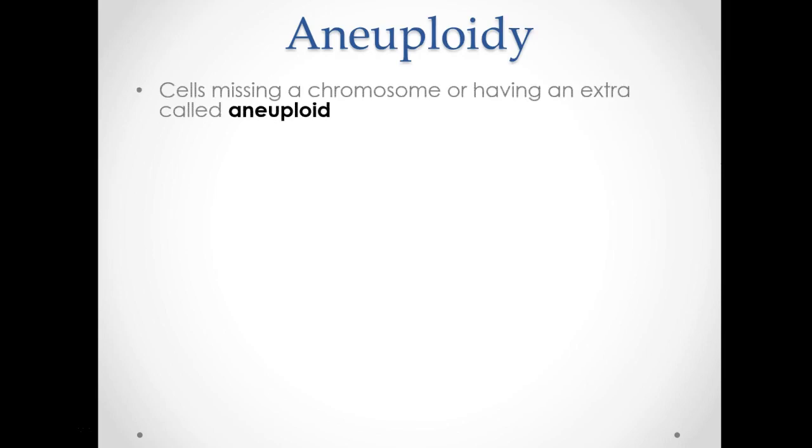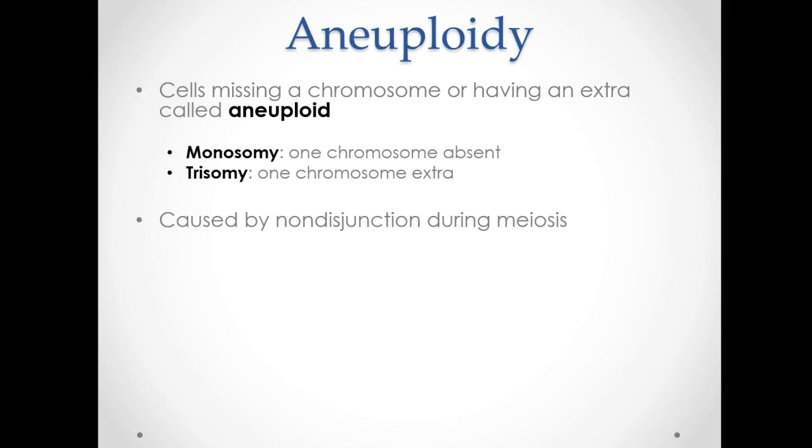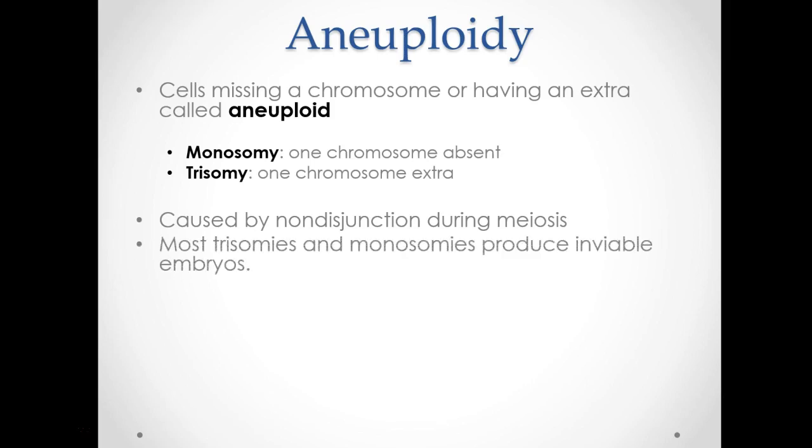Aneuploidy is something that's a little bit more common, and aneuploidy is when you have chromosomes that are either missing or where you have an extra chromosome. Depending on whether you're missing or have an extra one depends on which terminology we use here. A monosomy is when you're missing 1 chromosome, and a trisomy is when you have an extra chromosome. This is caused by something called non-disjunction during meiosis. The vast majority of the time, trisomies and monosomies produce inviable embryos. It means you can't survive that condition.